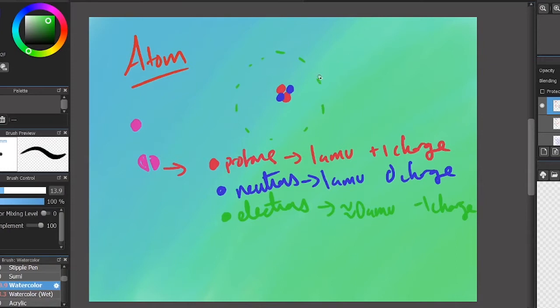An important thing to remember is that the electron orbits the nucleus. The electrons are spinning around the nucleus, and the nucleus is just a bundle of the protons and the neutrons. So the things with mass are in the center, and the massless things, the electrons, are orbiting around.